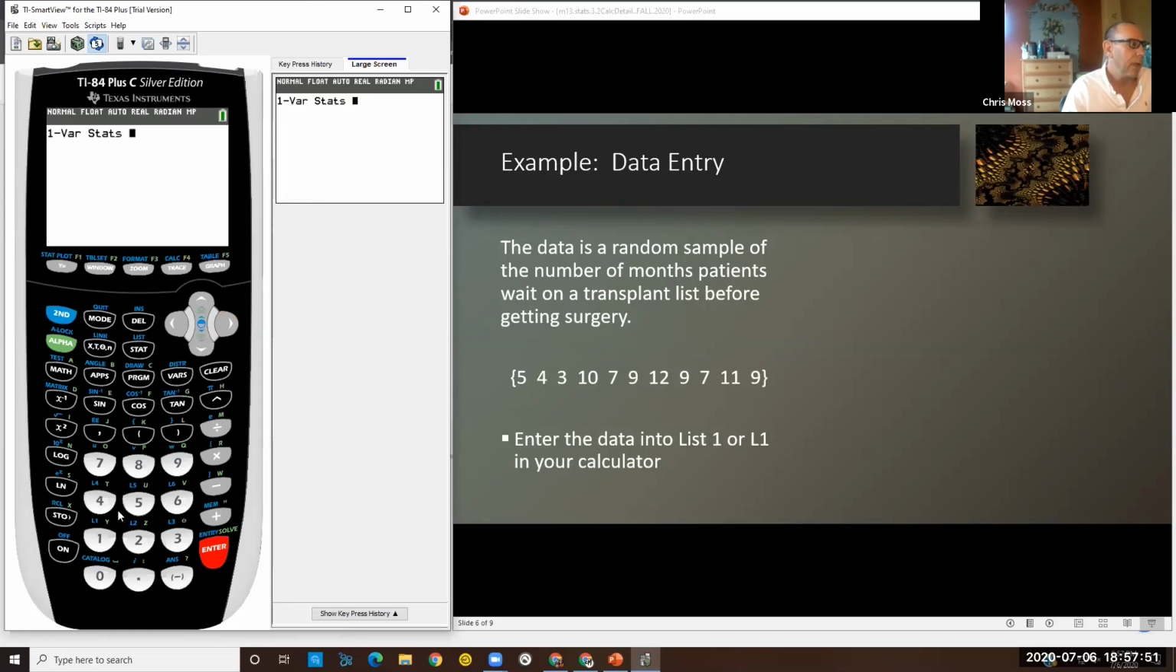And I'll remind people that the lists are accessed here in blue, so I'll select second and L1. So now my data is going to be living in L1, and my one variable stats will go to that particular address, looking for a party, find those numbers and do what needs to be done. I'll go ahead and hit enter. And I'm presented with my one variable stats.